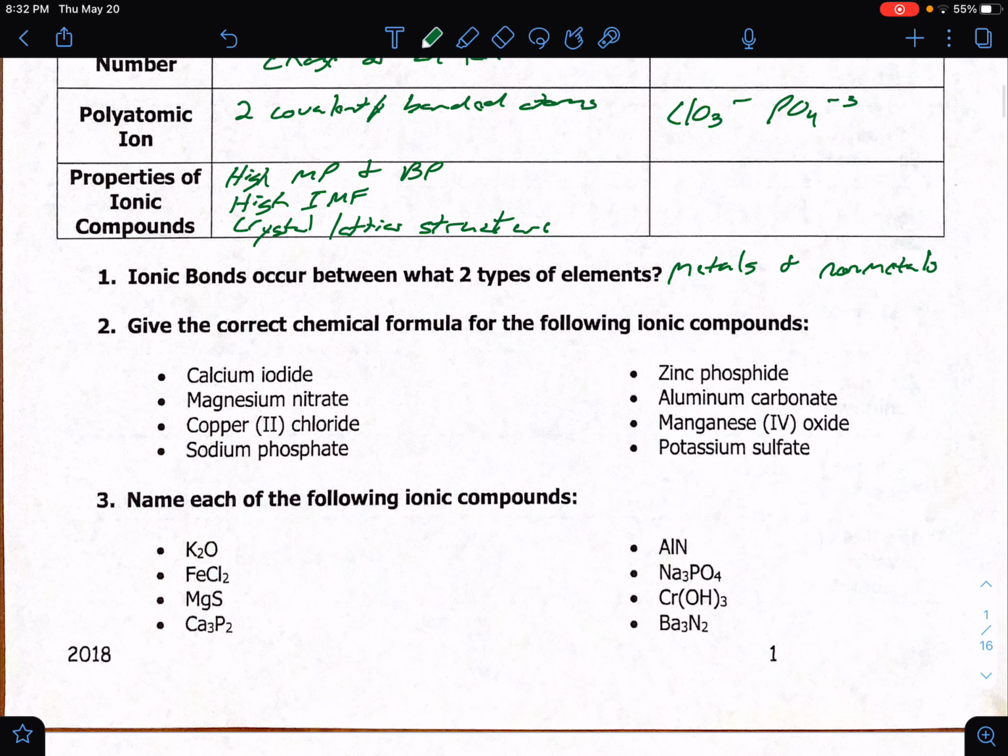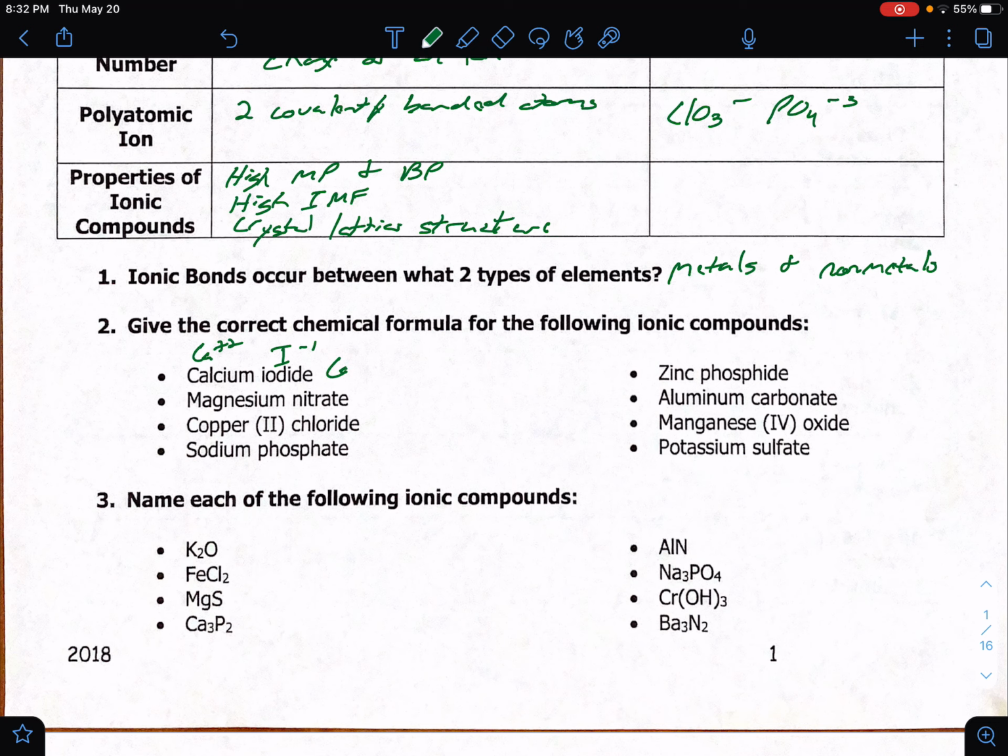Now give the correct formula for the following ionic compounds. This is where you need your periodic table, because the way I do this is based on charge. Every time you want to know a formula, you have to balance based on charge every single time. Like this one, calcium iodide. Calcium is Ca with a +2. Iodine is I with a -1. I can see that those are not balanced, so you can do your crisscross.